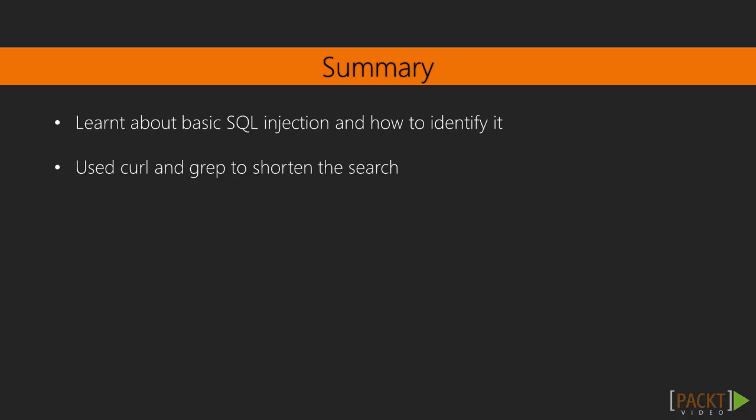So in this video we've learned about basic SQL injection and how we can identify it. We get that error. It can be different. It isn't always expects parameter to be 1. It can be something else as well, but we do get an error very similar to that. We've also used curl and grep to shorten the search, so we don't have to use the browser in case there's visual elements in the way, or we just simply don't want to use the browser.